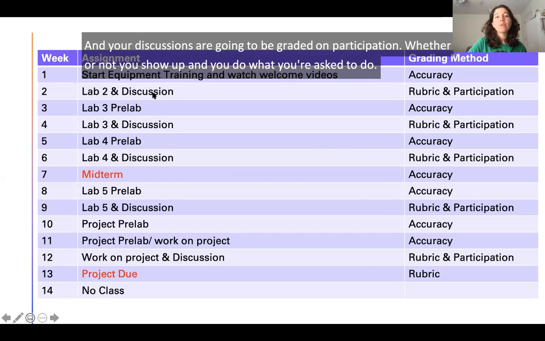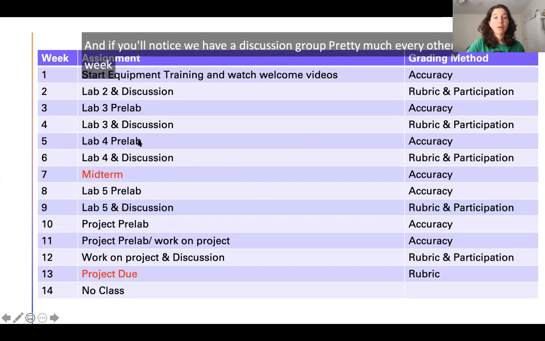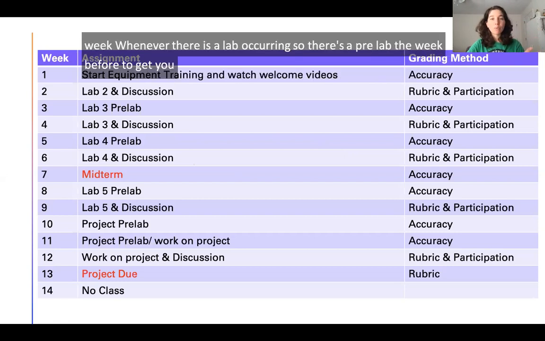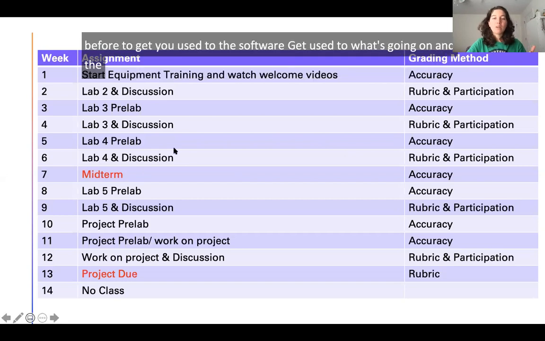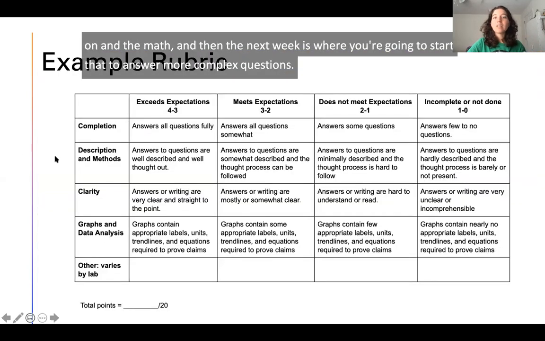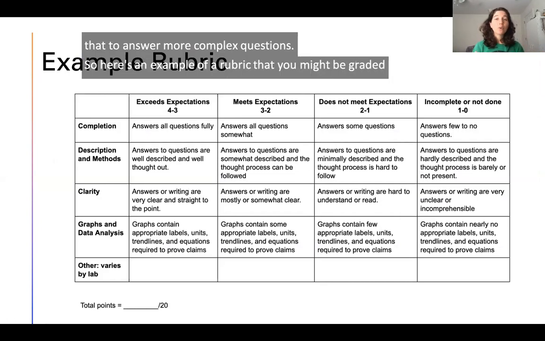And if you'll notice, we have a discussion group pretty much every other week whenever there is a lab occurring. So there's a pre-lab the week before to get you used to the software, get you used to what's going on in the math. And then the next week is where you're going to start utilizing that to answer more complex questions. So here's an example of a rubric that you might be graded on for your labs.